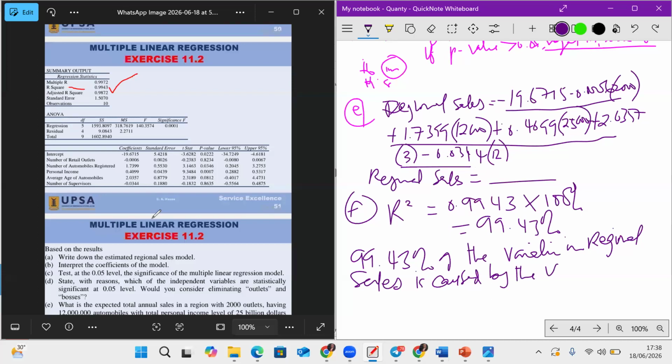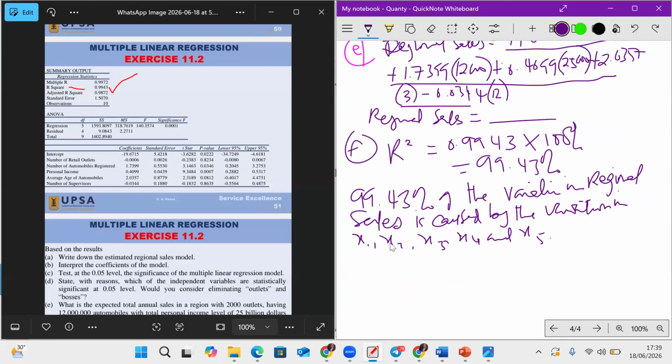the variation in all the independent variables. What are the independent variables? The X1, X2, X3, X4, and what? X5. You don't write X1, X2, you write them in full. You write them in full. So what is X1? Number of retail outlets, you write it in full.